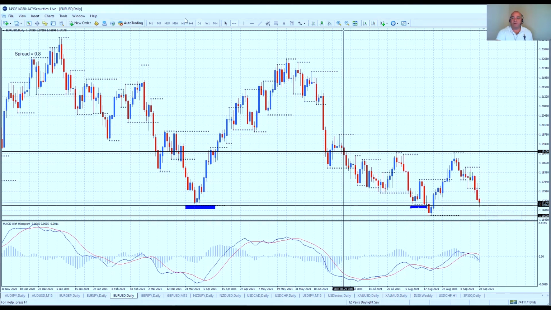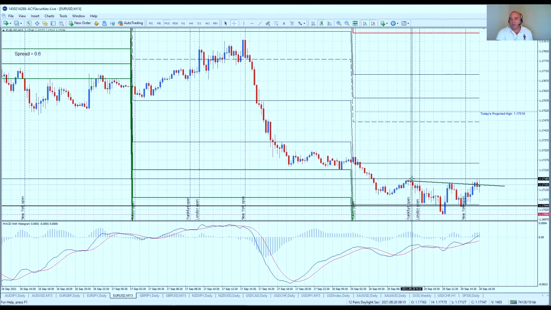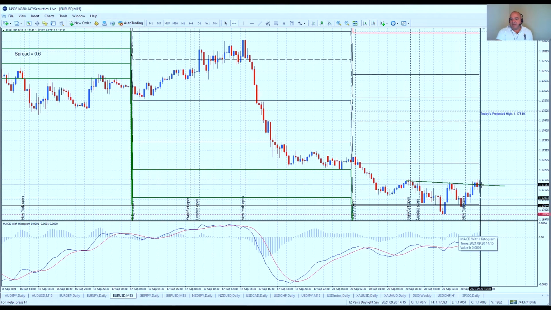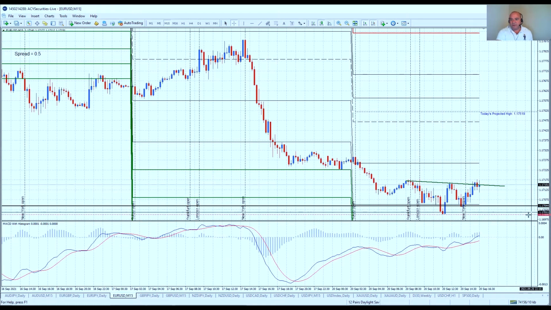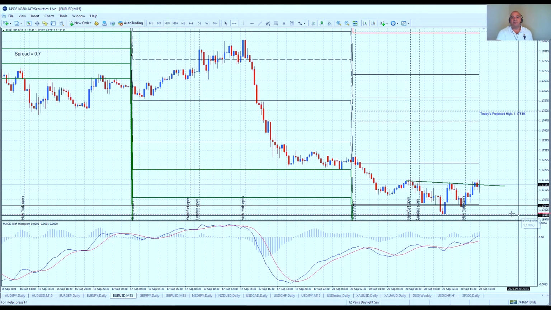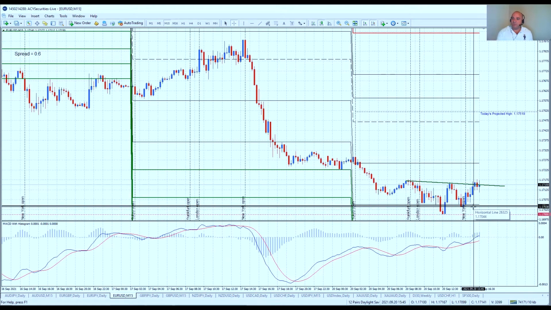So let's have a look on the 15-minute and look at that. You've got a trend line break. You've got the MACD crossing up. It's right down around this 117. So that's a full handle. So there's an opportunity there.